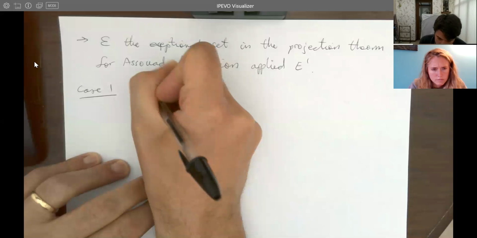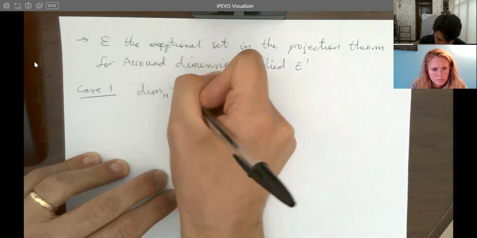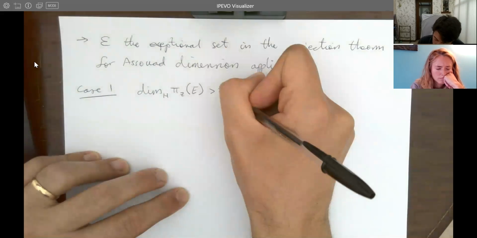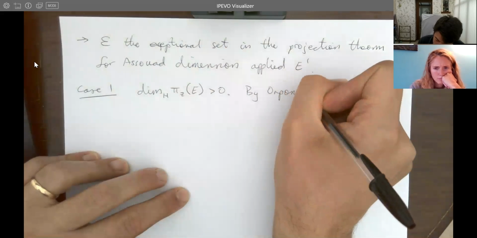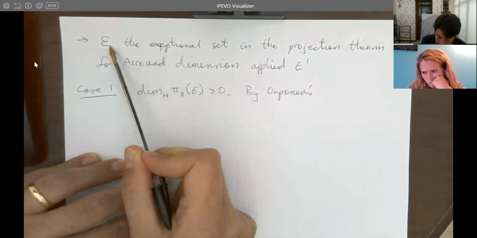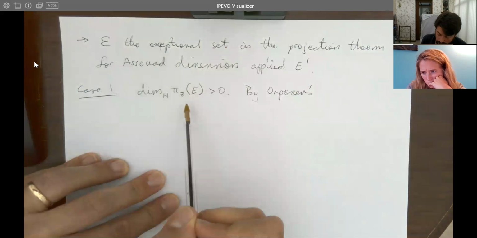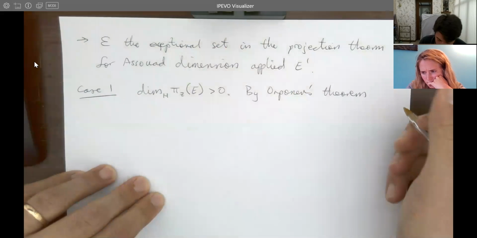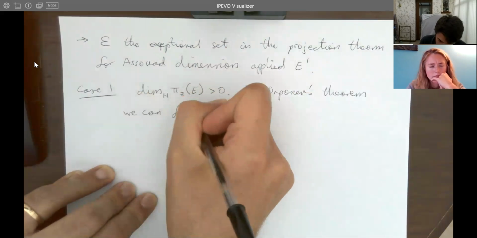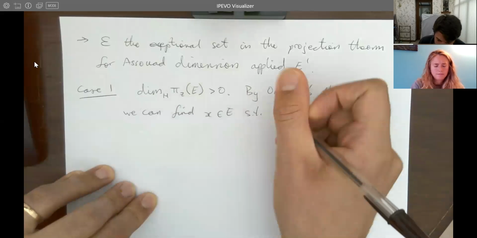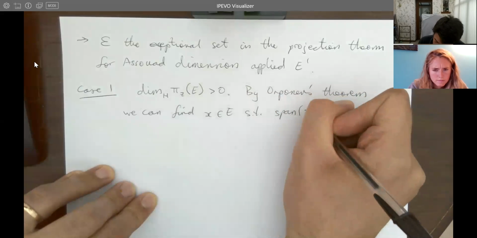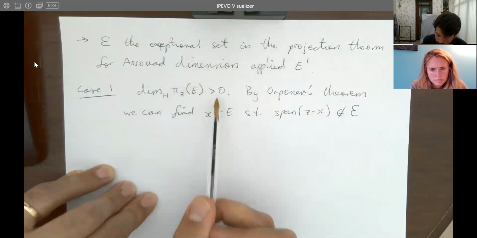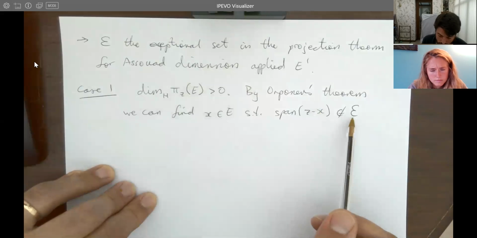So the first case is, suppose the Hausdorff dimension of the radial projection of E in direction Z is positive. Then, by Orponen's projection theorem, which proved that the curly E here has Hausdorff dimension 0, if this set has positive Hausdorff dimension, so by Orponen's theorem, we can find X in E such that the span of Z minus X is not in the exceptional set, because the exceptional set has dimension 0. So if this set has positive dimension, then I can find a good point X such that this direction is not an exceptional direction.